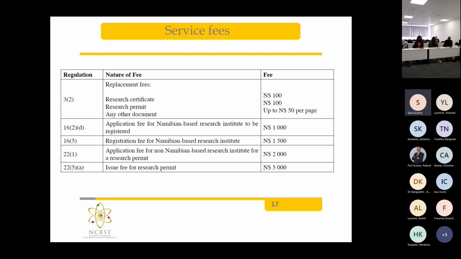In fact, it's such a system that even if you did not inform the NCRST that you are publishing, and the publisher did not request a permit for you to publish, the moment your research is published, that system will pick it up. Whether it's published in America or wherever, provided there are words that relate such research to Namibia, it will be picked up and it will report to say this has been published. So in such a way, all research will then be kept in the database.